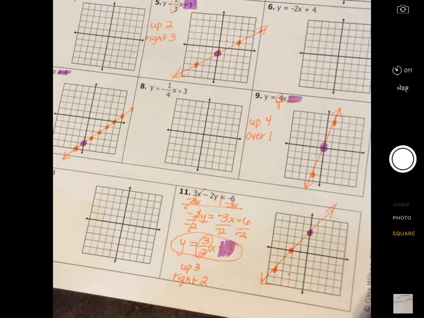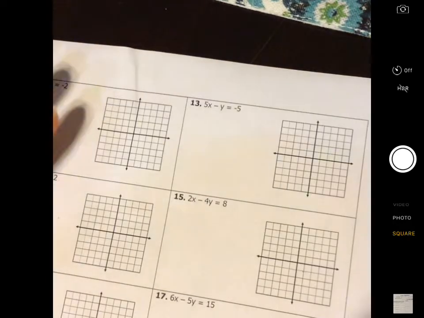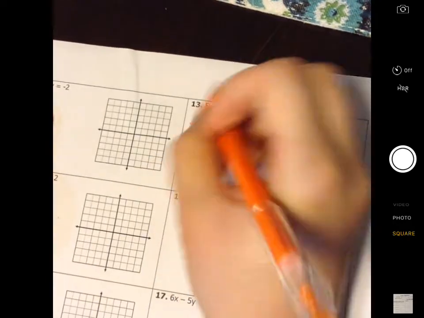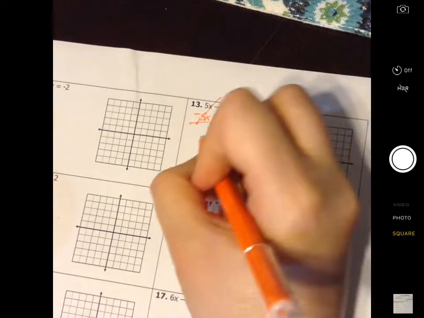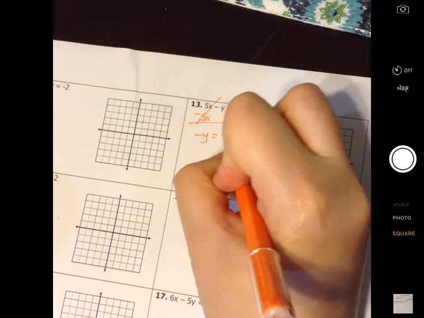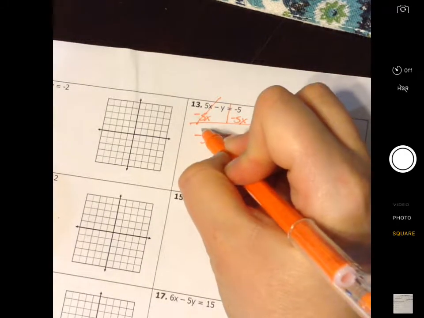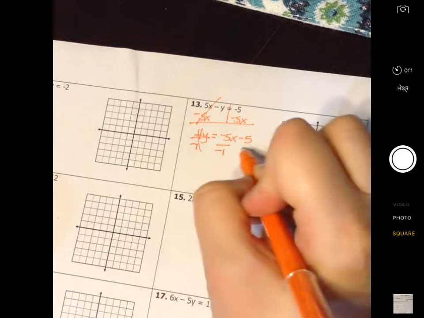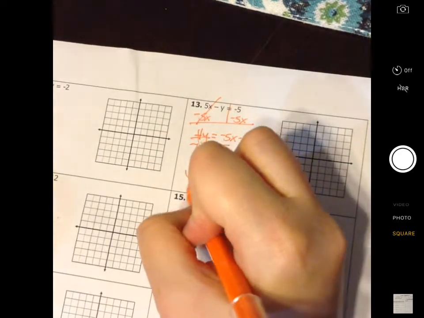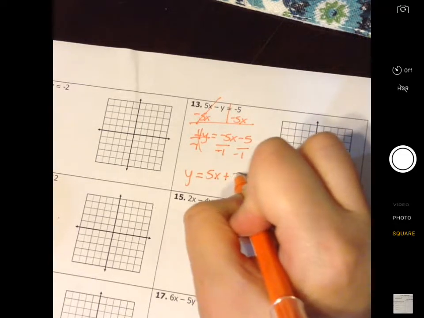Let's flip to the back. 13. Still not written correctly. Here we go. Subtract 5x from both sides. I'm left with negative y equals negative 5x minus 5. This technically has a 1, so we will divide by negative 1. So I'm left with y equals positive 5x plus 5.